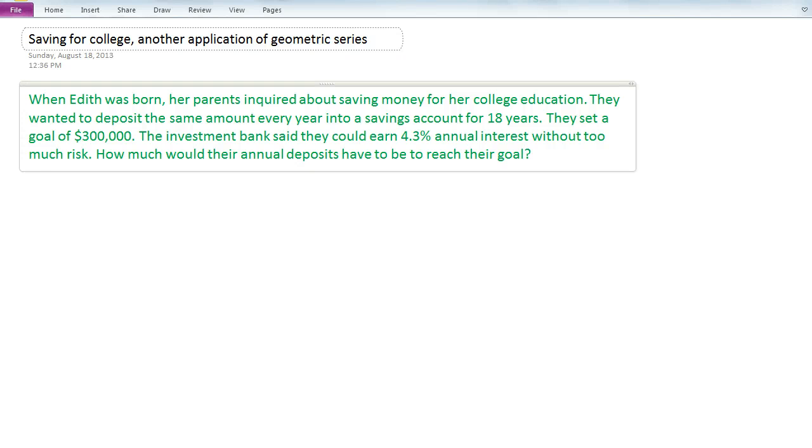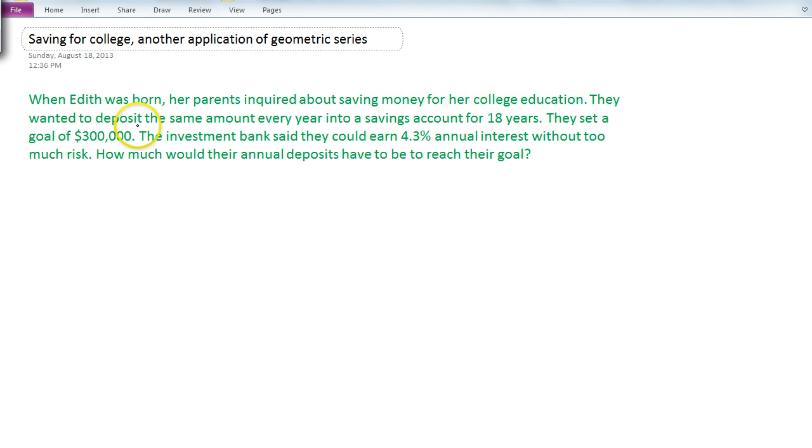Okay, another application of geometric series, much like present value, is the concept of saving money. So this is a very typical situation. When Edith was born, her parents inquired about saving money for her college education. They wanted to deposit the same amount every year into a savings account for 18 years. They set a goal of $300,000. The investment bank said they could earn 4.3% annual interest without too much risk. How much would their annual deposits have to be to reach their goal?